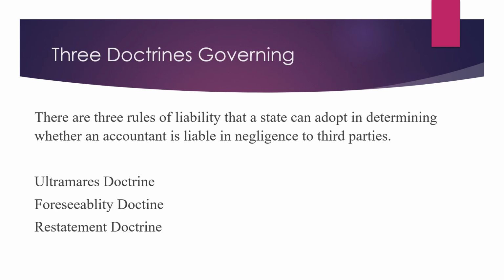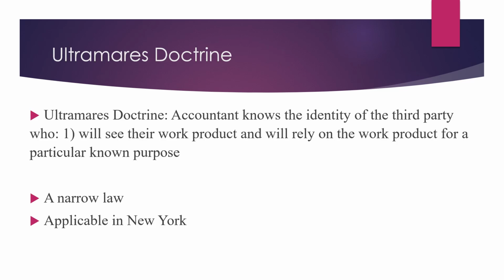I want to say negligence is governed by state law. So states have to adopt their theories. So there are three rules or theories of liability that a state can adopt in determining whether an accountant is liable in negligence to third parties. We have the Ultramares Doctrine, the Foreseeability Doctrine, and the Restatement Doctrine, and we are going to explore all three of those. The first doctrine we're going to talk about is the Ultramares Doctrine.